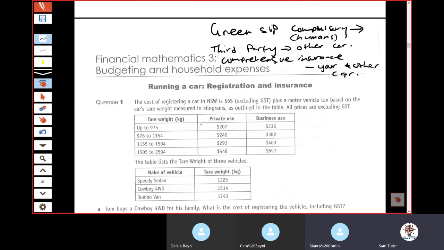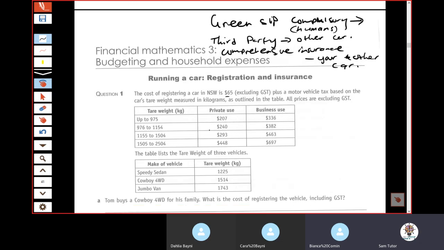Okay. The cost of registering a car in New South Wales is $65 excluding GST plus, again, another motor vehicle tax based on the car's weight measured in kilograms. So the heavier the car, the more you get charged in your rego. All of these prices are excluding GST. You've got to keep that in mind.